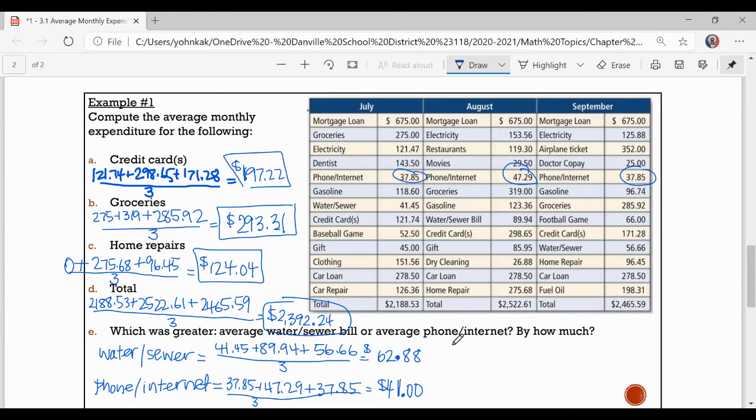Well, water and sewer would be greater. So the greater one is water and sewer. By how much? Well, we can take the bigger one, $62.88 minus $41, and that's $21.68 more.